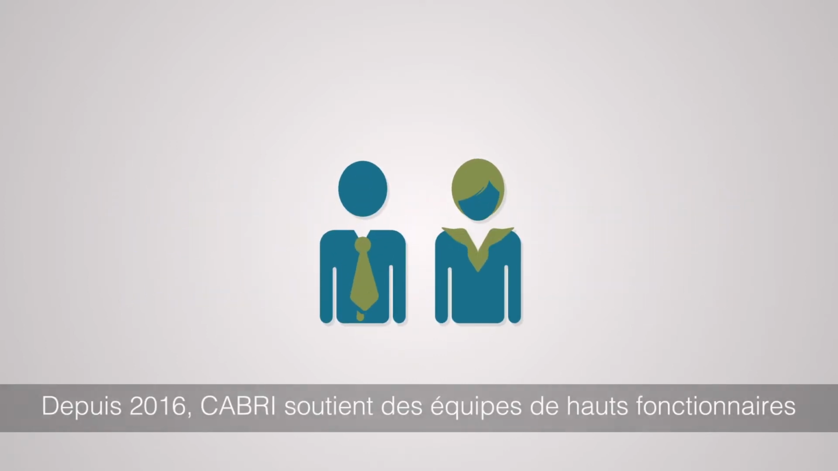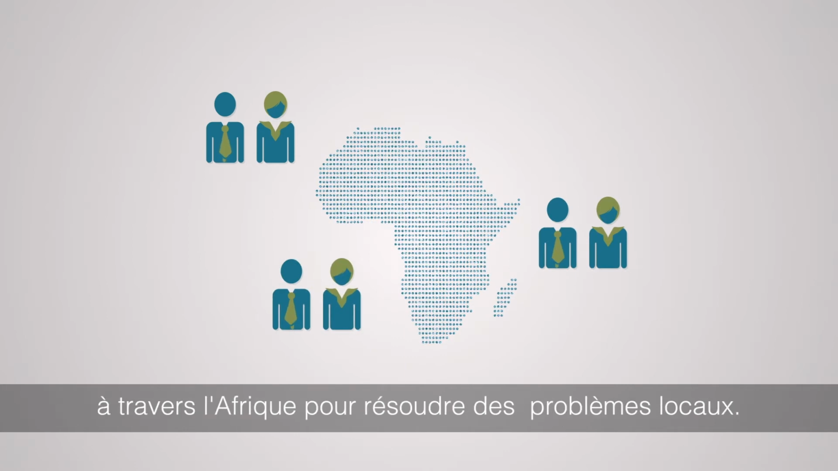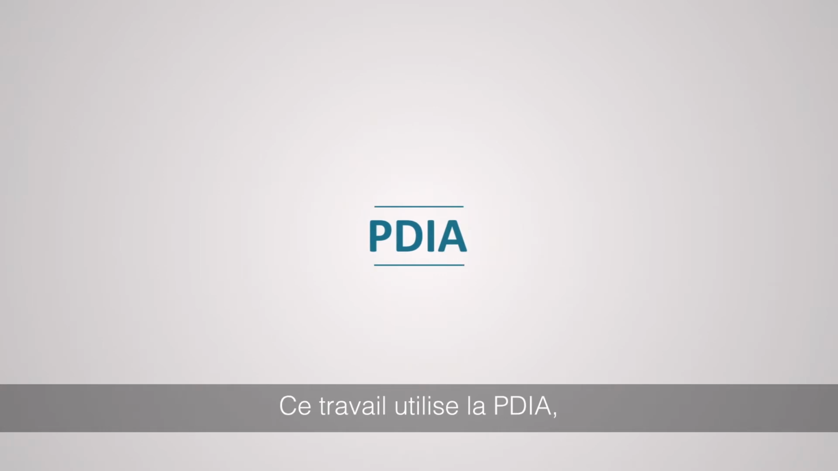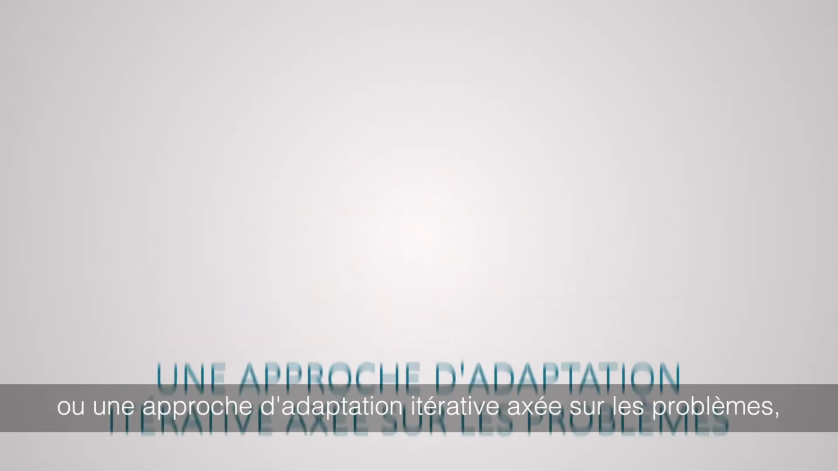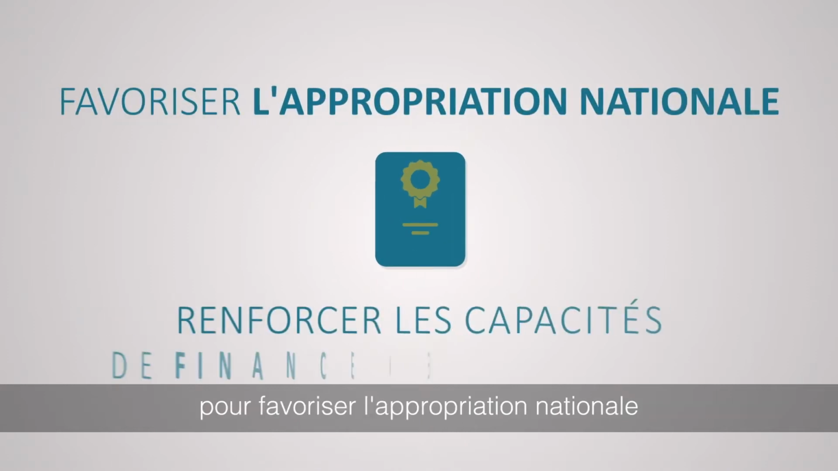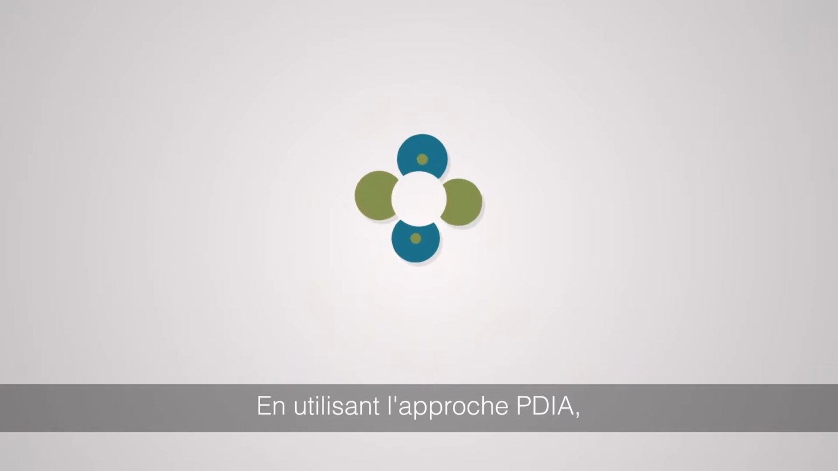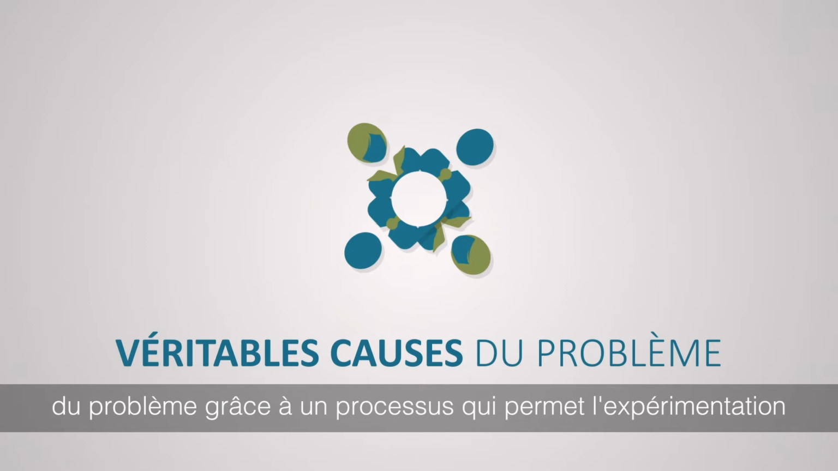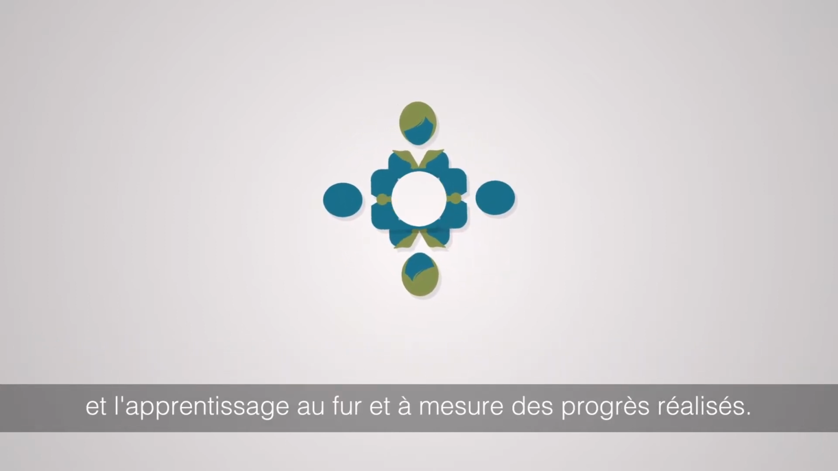Since 2016, CABRI has been supporting teams of government officials across Africa to tackle locally nominated problems. This work uses the PDIA, or Problem-Driven Iterative Adaptation approach, to foster country ownership and to build public finance capabilities. Using the PDIA approach, country teams address the real causes of the problem through a process that allows for experimentation and learning as progress is made.